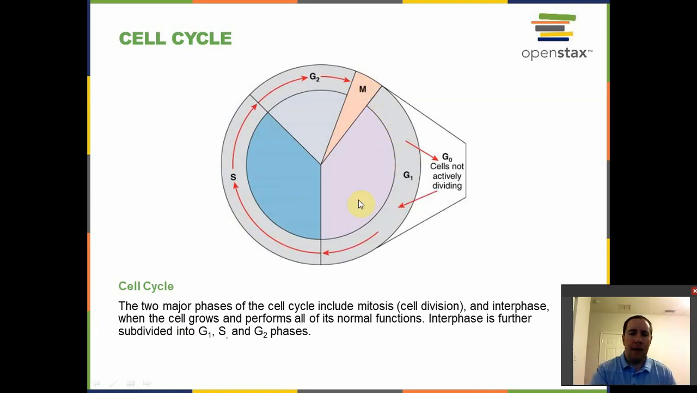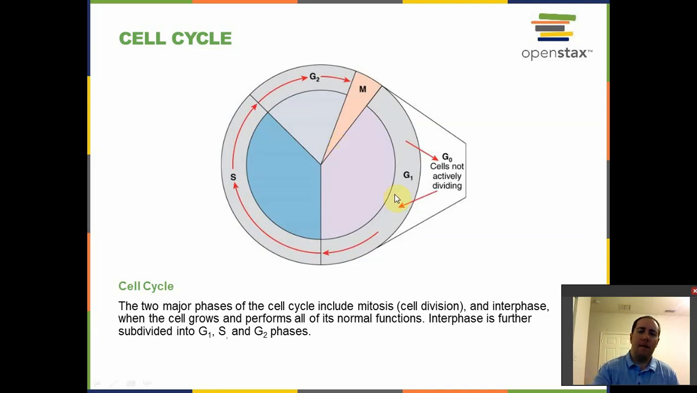Between M and S, we have G1. The G stands for gap. This is just when the cell is minding its own business. It's just doing its own thing. Whatever that cell was born to do, it's doing it. If it was born to be a liver cell, it's being a liver cell. If it's born to be a skin cell, it's being a skin cell.